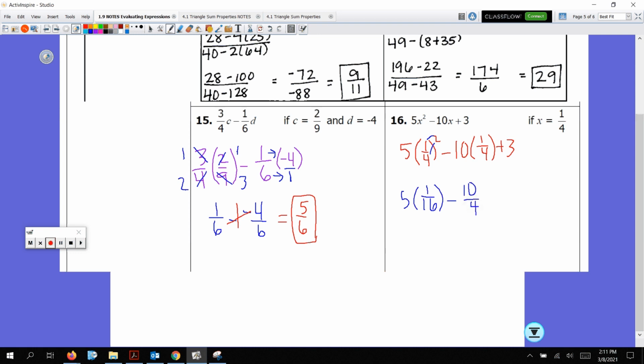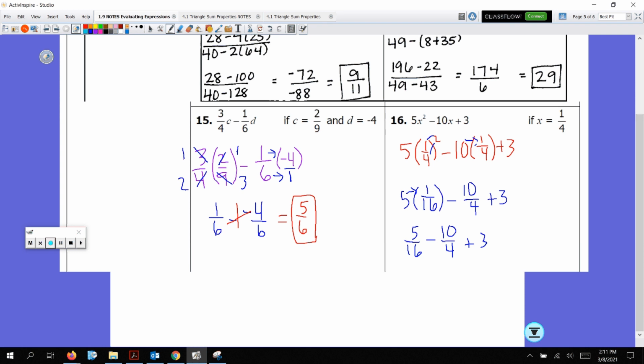plus 3. All right, I have another multiplication here that I need to take care of. 5 times 1/16 is actually 5/16, right? We just multiply the top, right? This gets multiplied here, right? Just like this got multiplied there. All right, then we have minus 10/4 plus 3. Yowza.